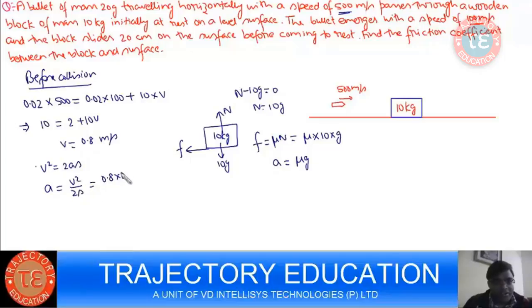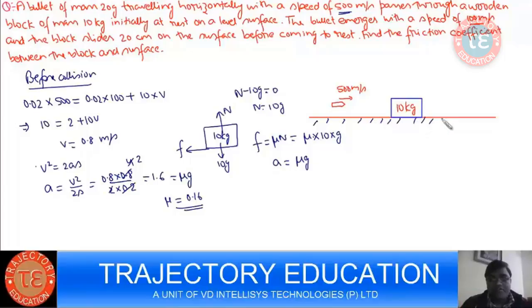That is 0.8 into 0.8 into twice of 0.2. So this will be 0.64 upon 0.4, which is 1.6, and that should be mu g, right? So if I take g equal to 10 meter per second square, mu comes out to be 0.16. That is going to be the friction coefficient between block and the surface. This is your surface, so that is the friction coefficient between block and the surface.